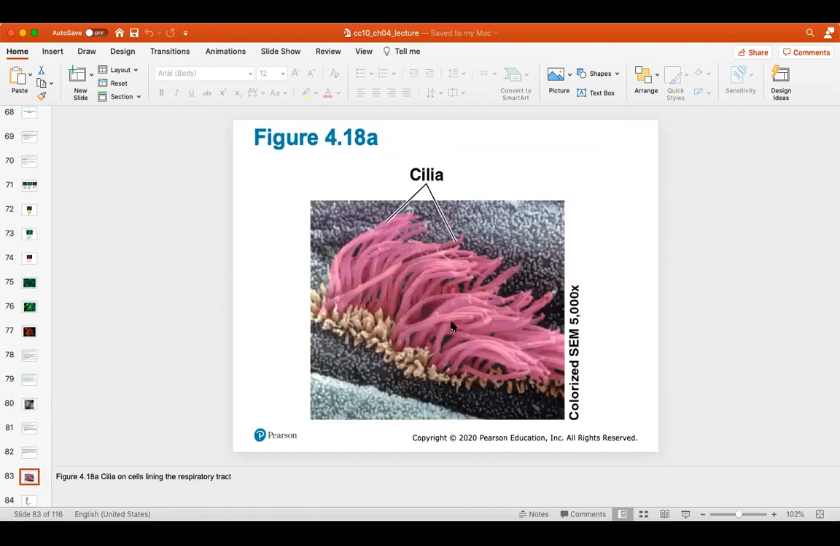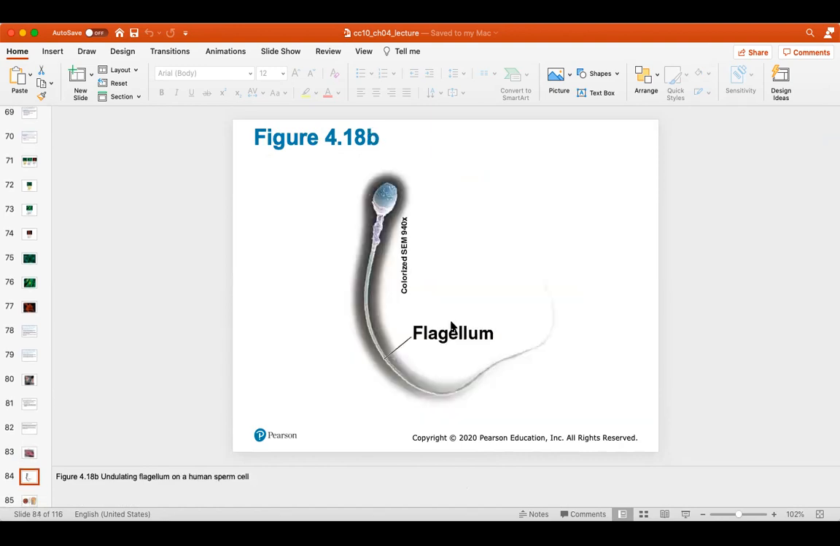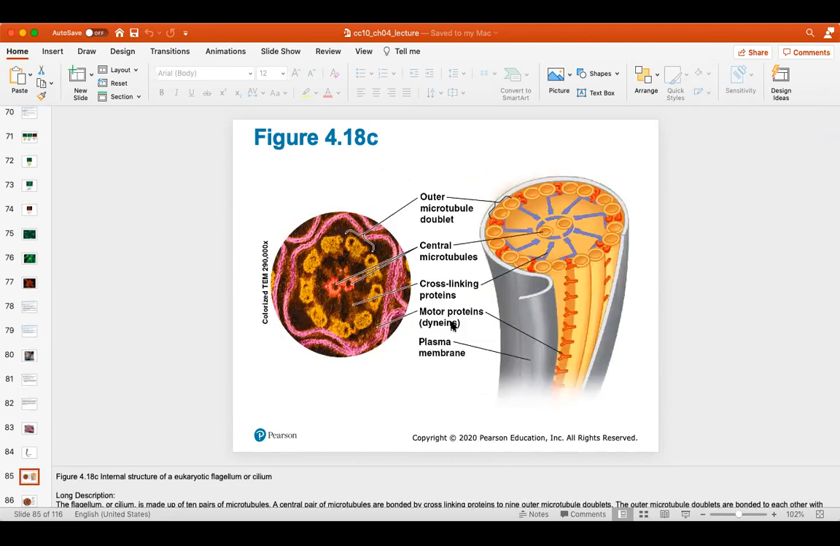So here's a look at cilia lining the respiratory tract, about 5,000 times magnified. This is a scanning electron microscope image. And here's a look at a flagellum on a human sperm cell. Here's the internal structure of a flagellum or cilia, showing the arrangement of these 9 pairs of tubules that help with locomotion.